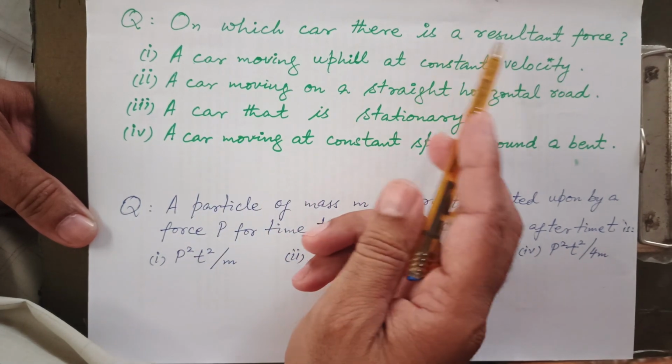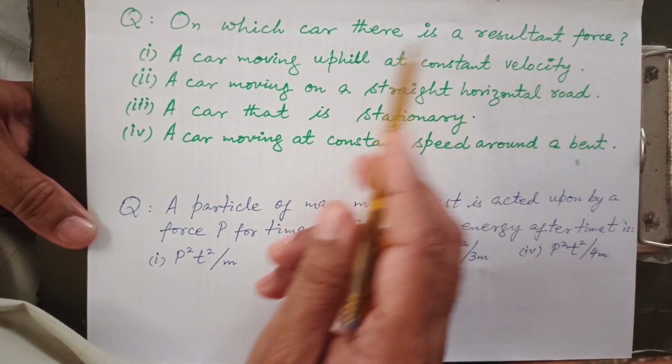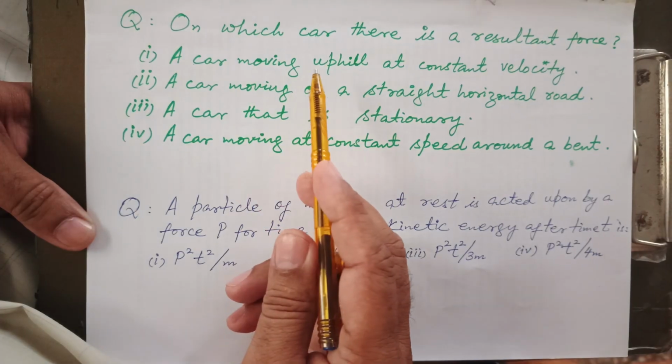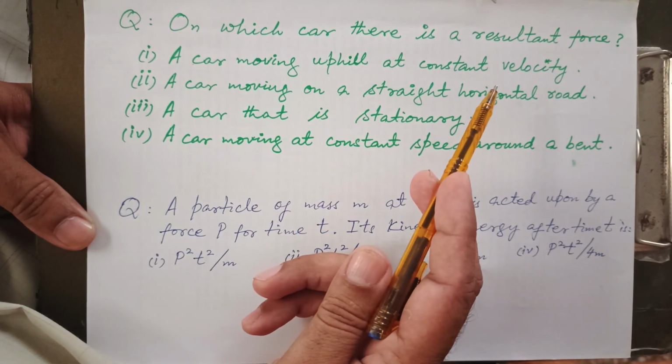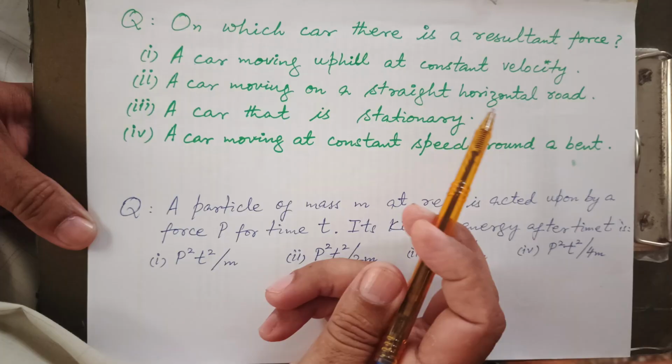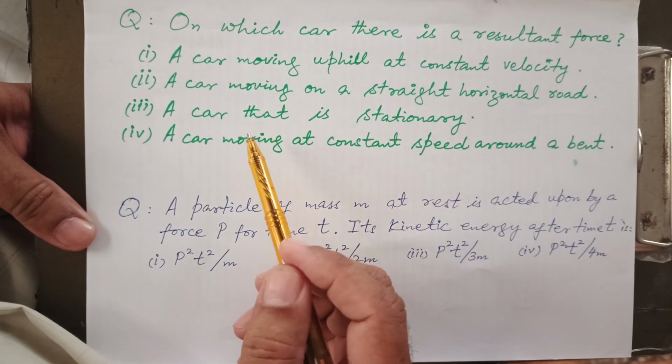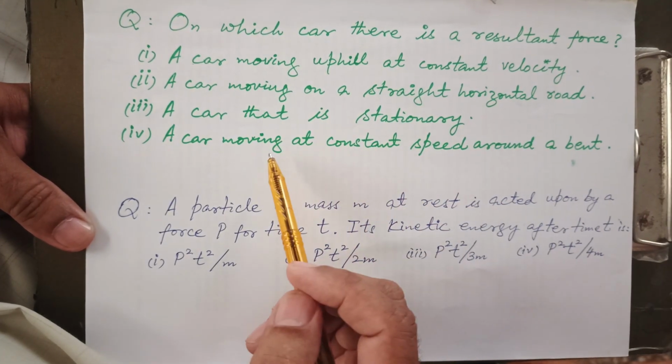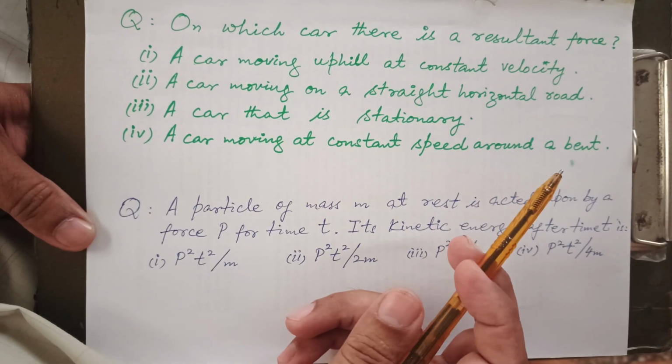On which car is there a resultant force? Now there are four options given: a car moving uphill at constant velocity, a car moving on a straight horizontal road, a car that is stationary, a car moving at constant speed around a bend.